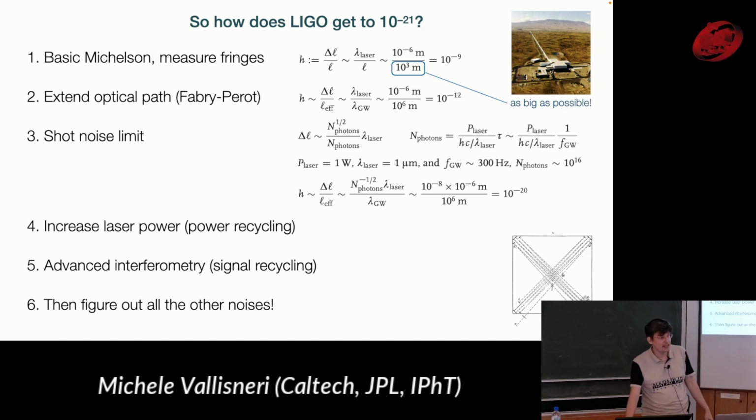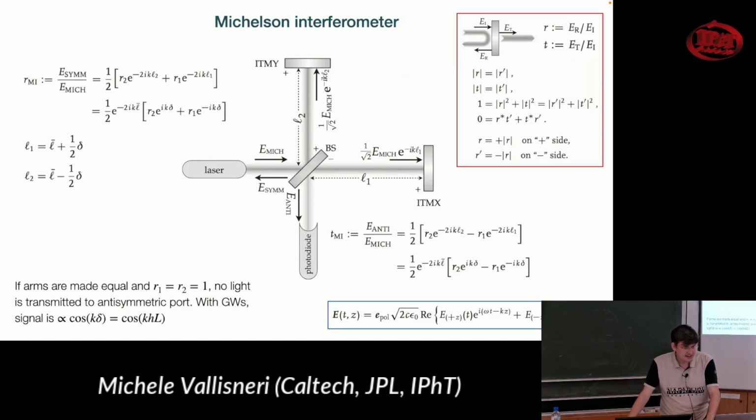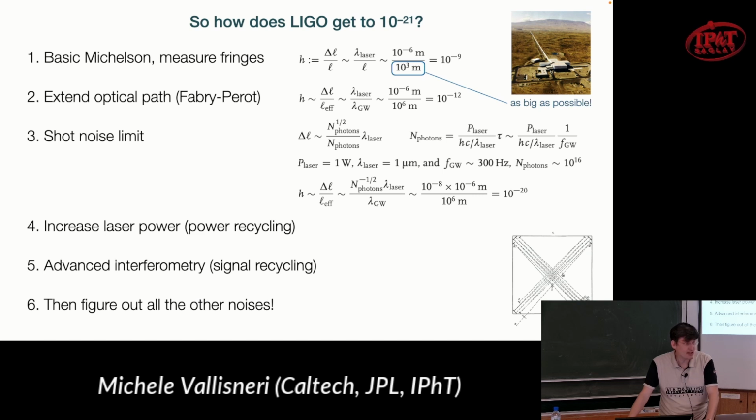You can say, okay, let's find a way to keep most of the power inside the interferometer. That's power recycling. Let's try to find a way to selectively have the signal resonate in the Fabry-Perot cavity rather than the carrier, so the main part of the laser. And then after you've done all of that, you still have all the other noises, okay? Everything that's not quantum, everything that has to do with the interferometer. So that means that these machines are extremely complicated, okay?